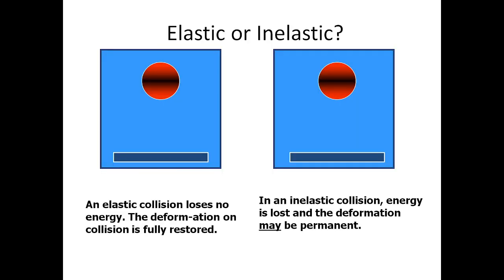Elastic or inelastic collision. Next is about the collision, whether it is elastic or inelastic. What do you mean by elastic collision? An elastic collision loses no energy. The deformation of the collision is fully restored. But in an inelastic collision, energy is lost and the deformation may be permanent. In an elastic collision, there is no loss of energy. In an inelastic collision, energy is lost and the deformation may be permanent.